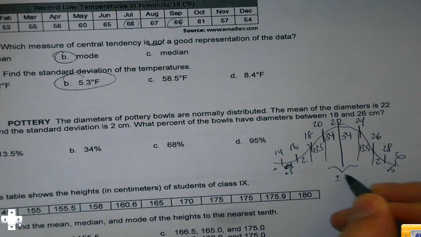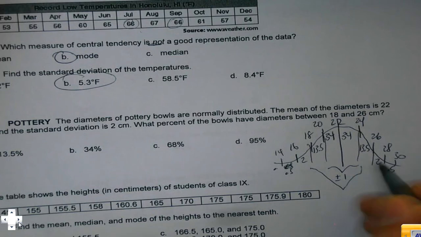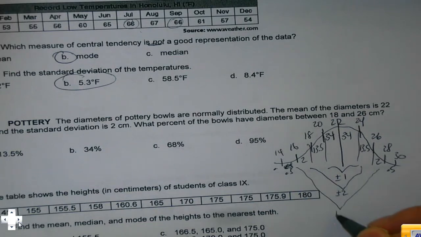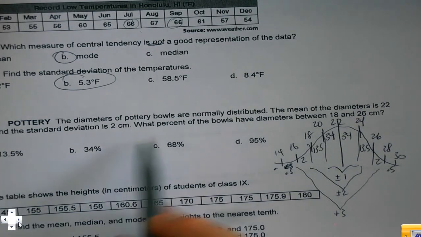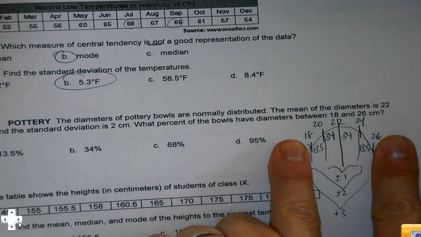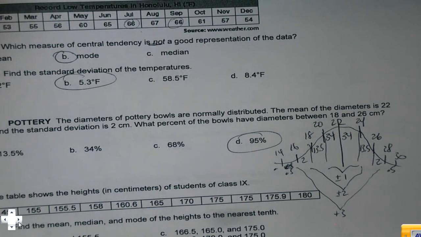So plus or minus 1, plus or minus 2, plus or minus 3, and so on. So, what percent of bowls are between 18 and 26? Drawing the picture might help me a little. So if I add those all up, my 68 and my 27, that would give me about 95%. That's probably the best way to go about it. Let's just kind of take a peek at that and see how that's going to work.